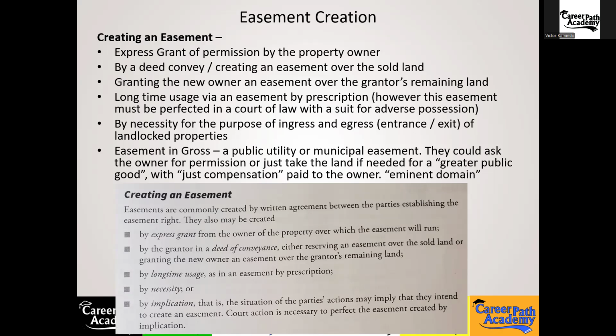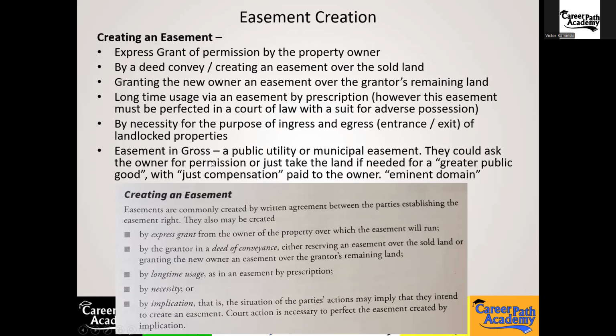However, this must be perfected in a court of law to make that claim. By necessity, when it's needed for the purpose of ingress and egress for landlocked properties to get on and off the property. And an easement in gross, which is a public utility easement. This is the only type of easement that, when the need for the easement no longer exists, the easement would cease to exist.